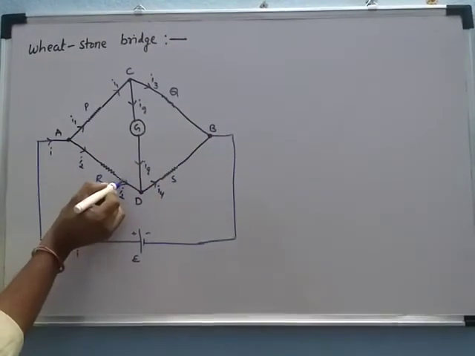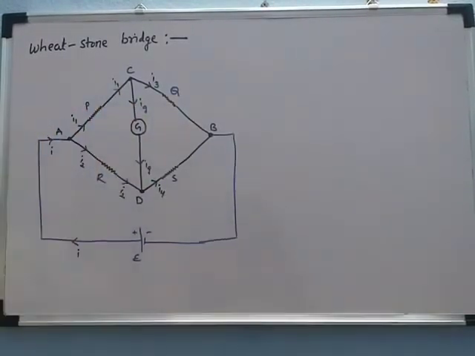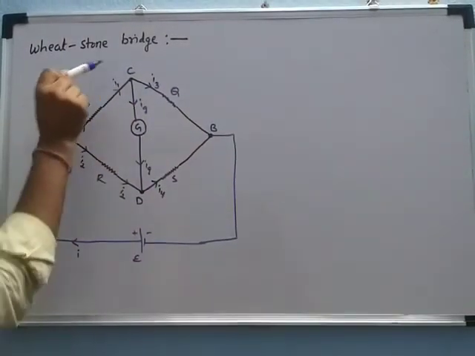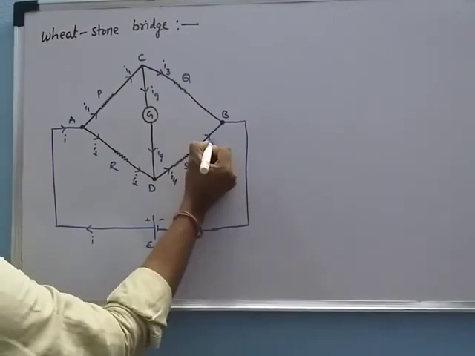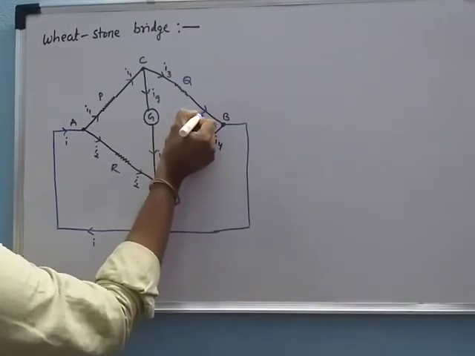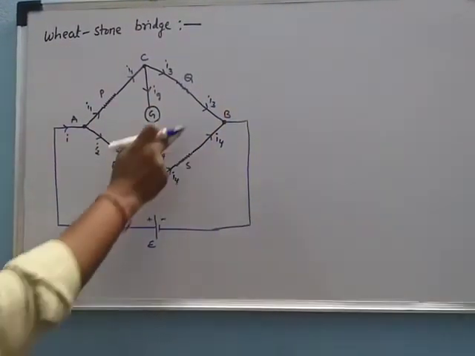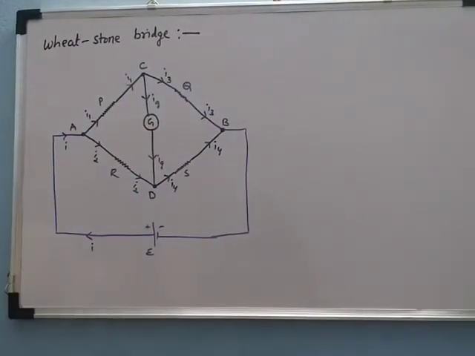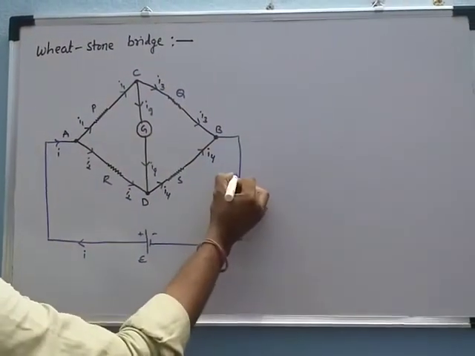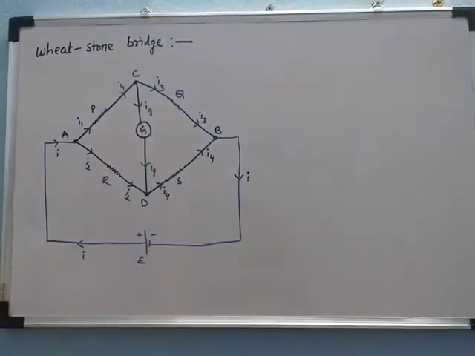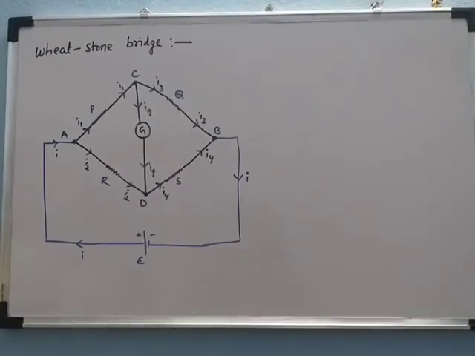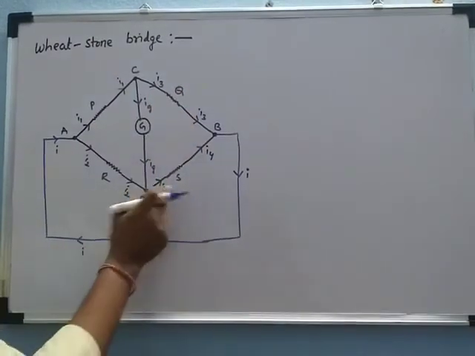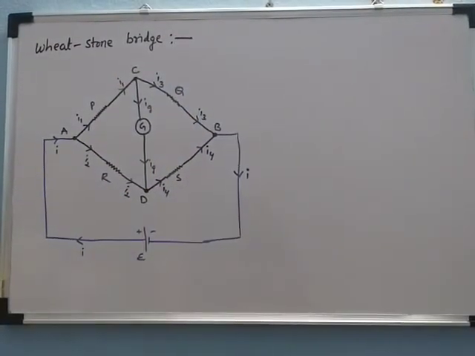So this is the arrow mark. The most important thing to observe here is the arrow mark: an arrow toward the junction means the current enters, and otherwise it is called leaving the junction. Now this I4 comes to junction B, and I3 also comes to junction B. I3 and I4 combine at junction B, and then the current I passes on. This total construction is called the Wheatstone bridge. Using this Wheatstone bridge, we can compare the four resistances P, Q, R, S, and develop the formula.